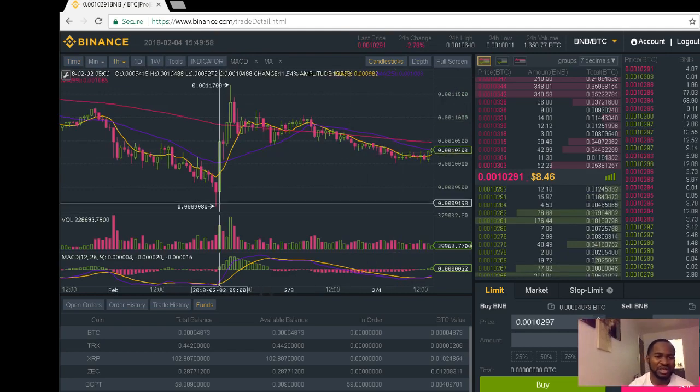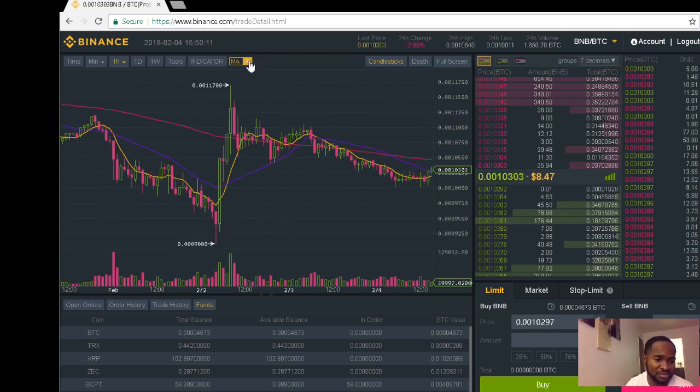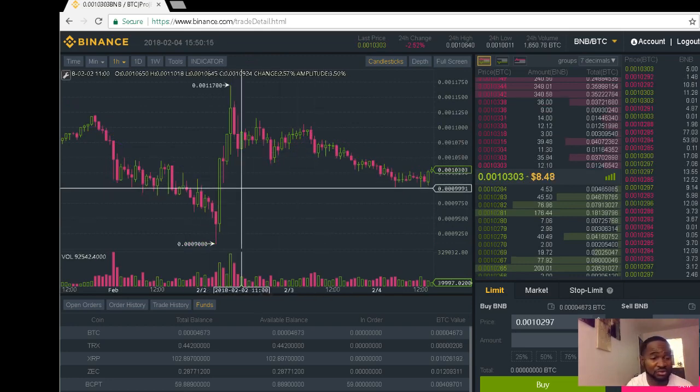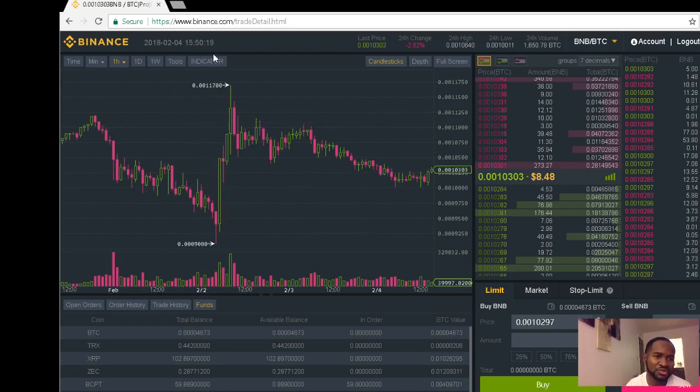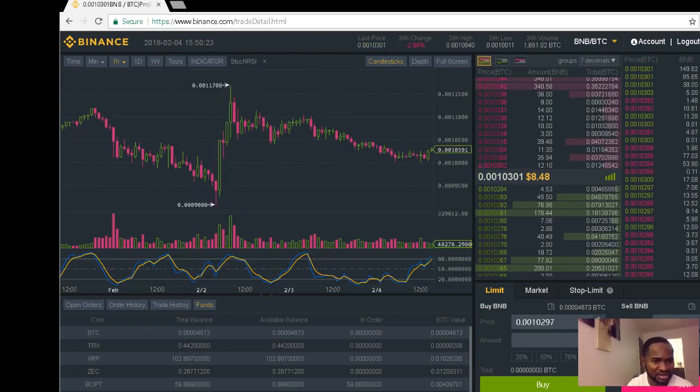Now there are lots of indicators, but I want to take them off. I don't want to use MACD because I'm not a fan of MACD, and I don't want to use MA, so I'm going to remove the MA. So all I have is a candlestick, which is a very wonderful indicator. But with the candlestick, I want to use the stock RSI, and this is it. I click it. This is the stock RSI underneath here.